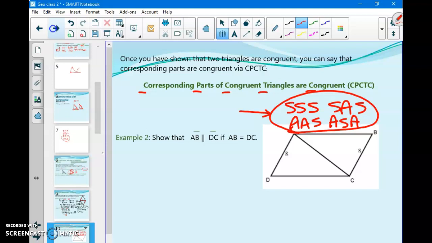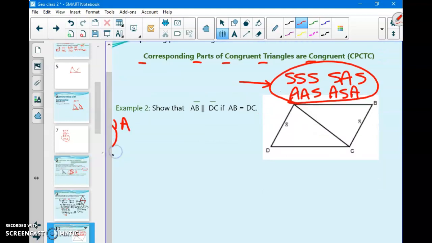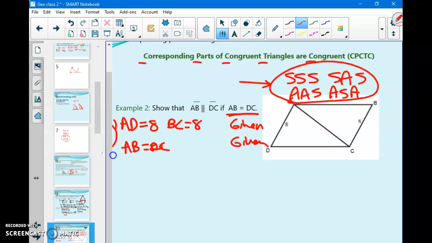So let's show parallel. Now, I talked about this in the review that we're going to use some of these converse things to prove. So let's get to our proof and see if I can do it. Let's start out with, and I'm going to use a 2-column proof again. I'm going to say AD equals 8, BC equals 8, and I'm going to say that those are given. It also says up here in the instructions that we're going to assume that AB is equal to DC. And I'm going to use that as a given also.